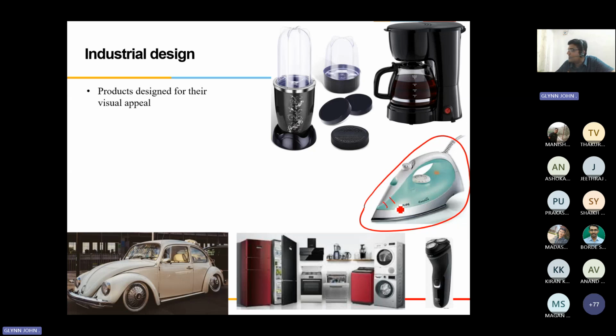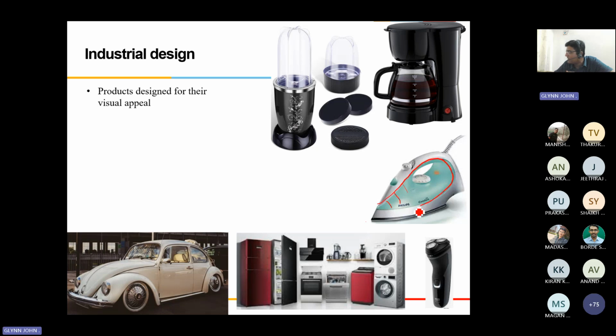Now, you see color combination here. This is just, for example, an iron box, right? Now, this can be of any color. This can be of any shape. It doesn't really matter. As long as it's ironing properly, it should be fine, right? Now, all I need is a hot plate at the bottom of this iron box, right? So that means if I have a hot plate, it's going to do its job. But why are companies spending so much time in designing this contour?